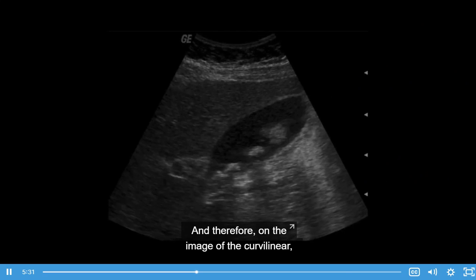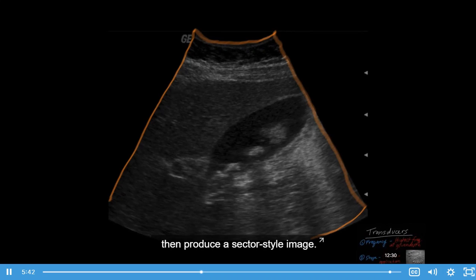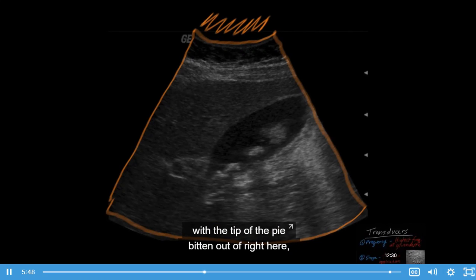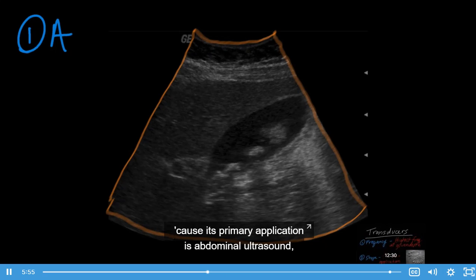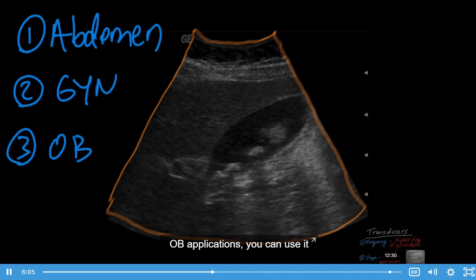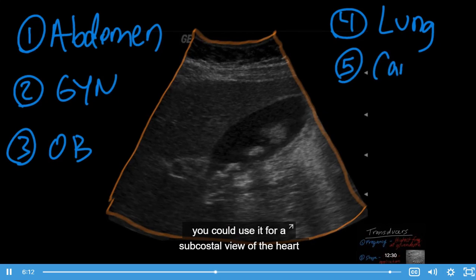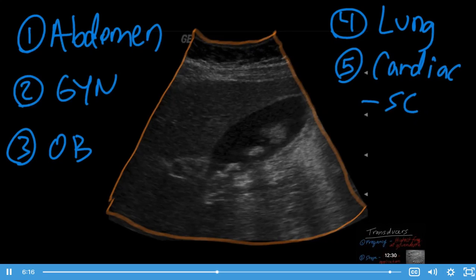And therefore, on the image of the curvilinear, you have a curved footprint at the top of the screen. And because it's curved, the ultrasound beams then produce a sector style image. Some say it looks like a piece of pie with the tip of the pie bitten out of right here. But nonetheless, the curvilinear transducer predominantly is called the abdominal transducer because its primary application is abdominal ultrasound. But it can also be used for GYN applications, OB applications. You can use it as a low-frequency transducer in lung ultrasound. You could use it for a subcostal view of the heart if you don't have a phased array transducer, and many other applications.